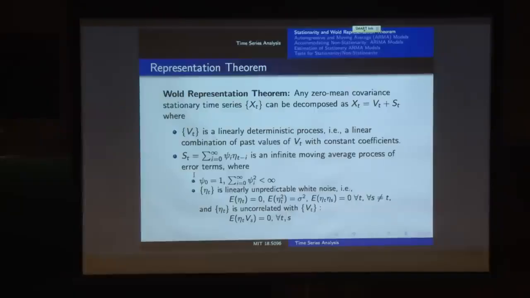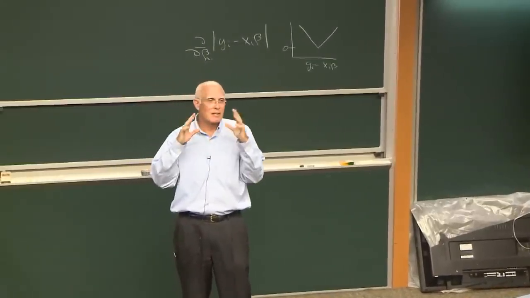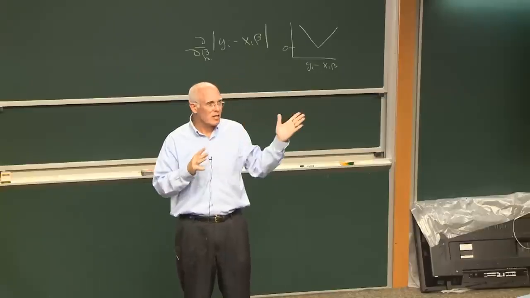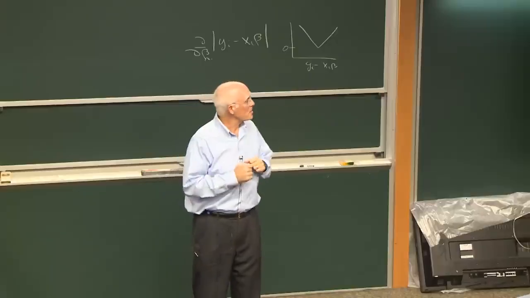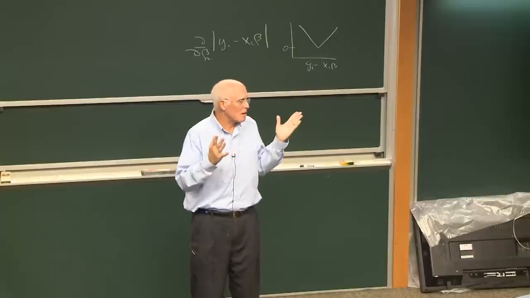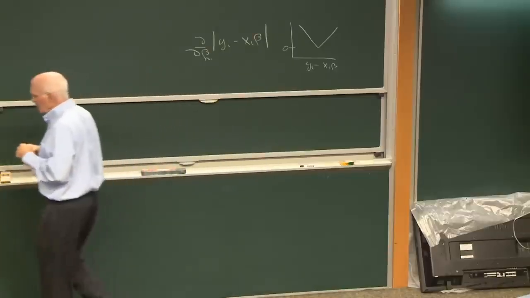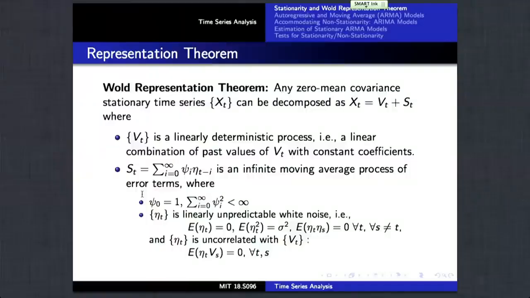So this is really a very, very powerful concept. If you are modeling a process and it has covariance stationarity, then there exists a representation like this of the process. It's a very compelling structure, which we'll see how it applies in different circumstances.